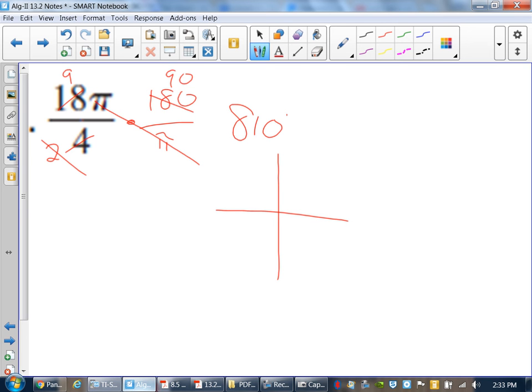810 is how many times around? Well, a lot. 360, 720. How many more degrees do you have left to go to get to 90? So you'd wind up here. Okay?